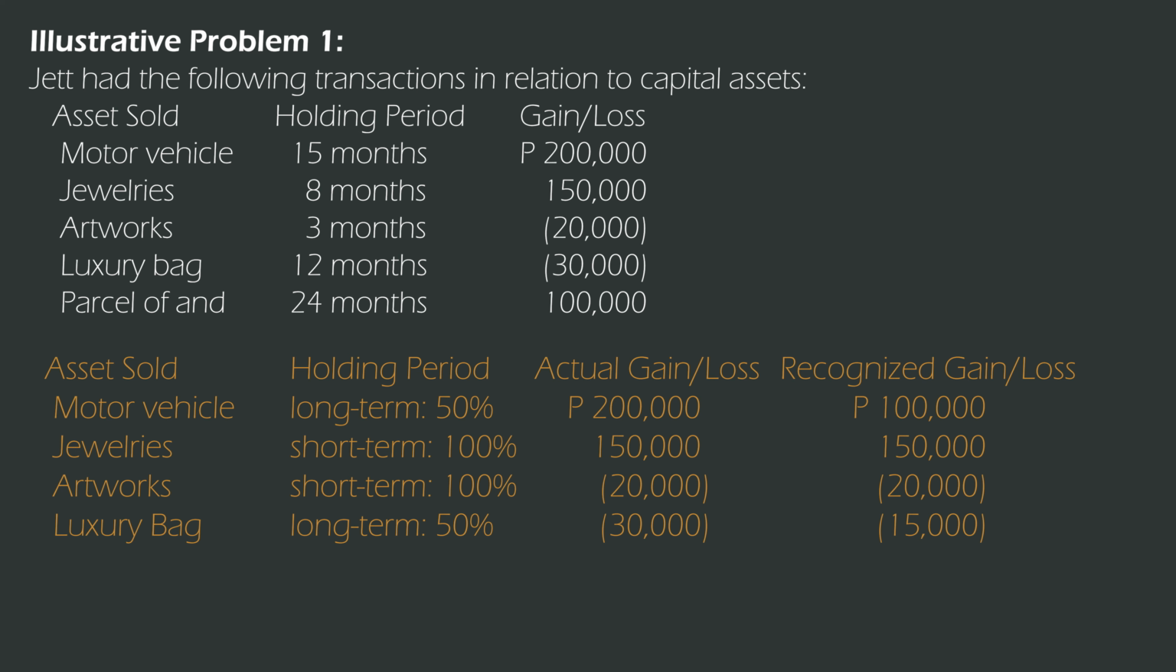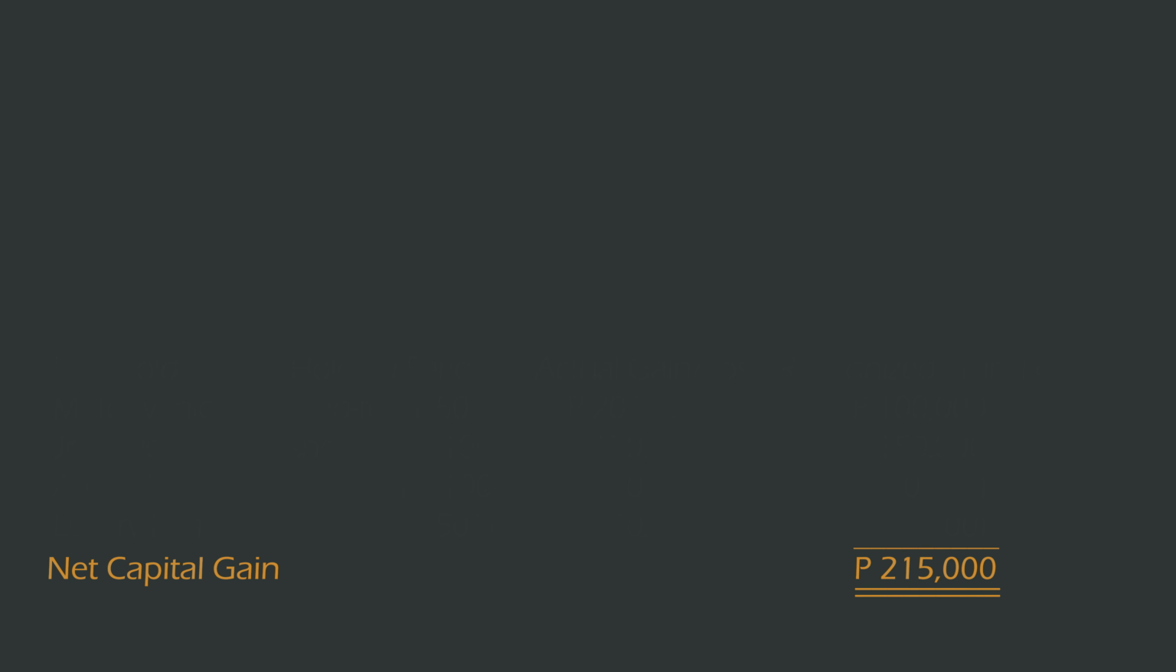As you can see, for long-term holding period, 50% will be recognized, and for short-term period, 100%. Multiplying the percentage with the actual gain or loss, we can determine the recognized gain or loss for tax purposes. Therefore, the individual taxpayer's net capital gain from dealings in properties is $215,000. Let's go to our second illustration.